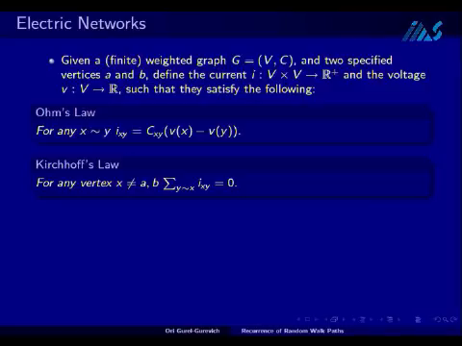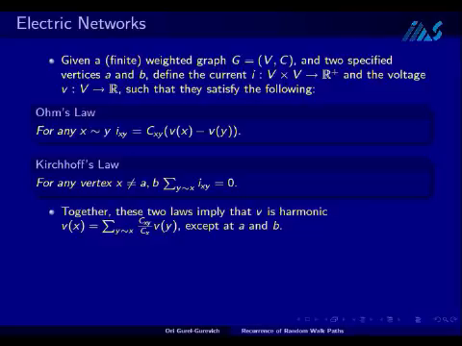We think of a current flowing from A to B, something like that. So if we put these two laws together, what we get is that V, the voltage, is a harmonic function. Okay, so you just take this thing and you replace this by this, and then you get this equation. So a harmonic function just means that the value of the function at some vertex is the average, here the weighted average, among its neighbors. Okay, except at A and B, where Kirchhoff's law doesn't hold.